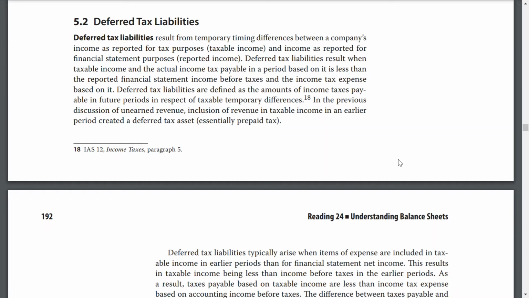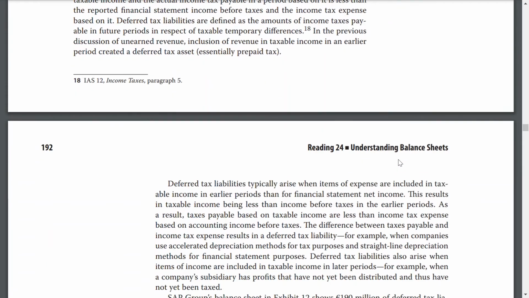Deferred tax liabilities result when taxable income, and the actual income tax payable in a period based on it, is less than the reported financial statement income before taxes and the income tax expense based on it. Deferred tax liabilities are defined as the amount of income tax payable in a future period in respect of the taxable temporary differences. In the previous discussion of unearned revenue, inclusion of revenue in taxable income in an earlier period created a deferred tax asset, or essentially a prepaid tax.